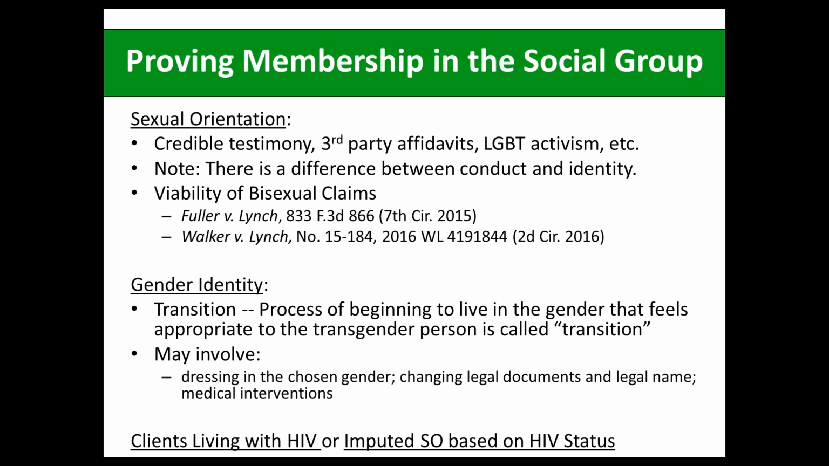In Fuller, Fuller is a bisexual man from Jamaica who was denied withholding and CAT. The majority found that there was no error in the IJ's adverse credibility finding, but a dissent by Posner criticized the IJ, or the immigration judge, for being closed-minded and biased toward claims of bisexuality and for demanding proof that did not exist. And then Walker was also a bisexual man from Jamaica. The court granted the petition for review on the ground that the IJ, quote, totally overlooked, unquote, the record evidence that the Jamaican government acquiesces in the torture of gay and bisexual men.